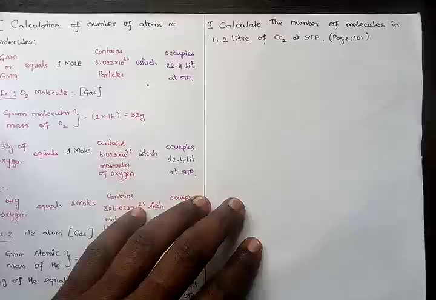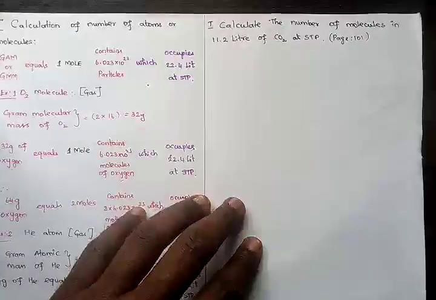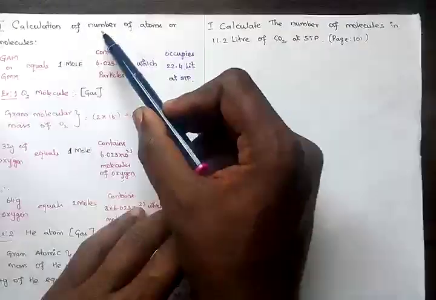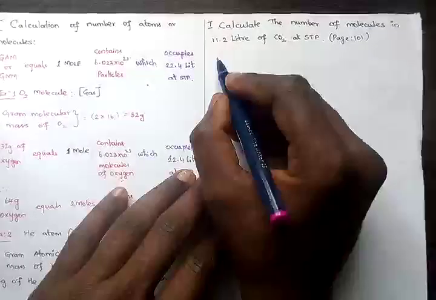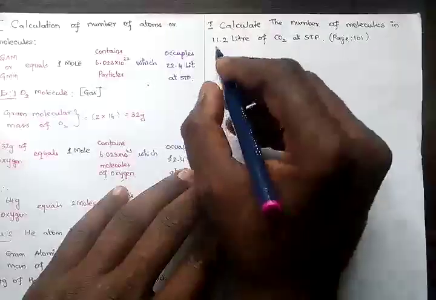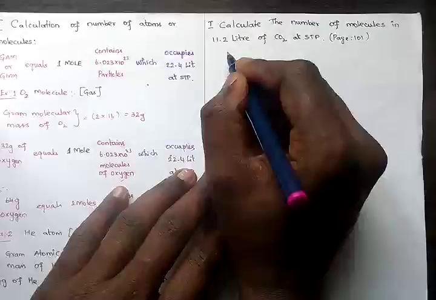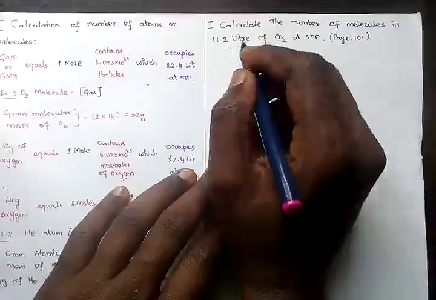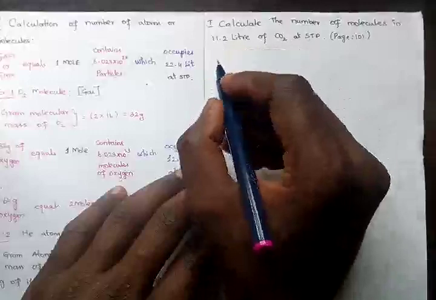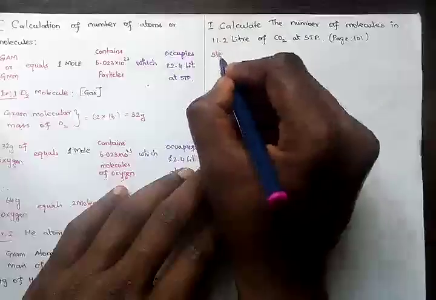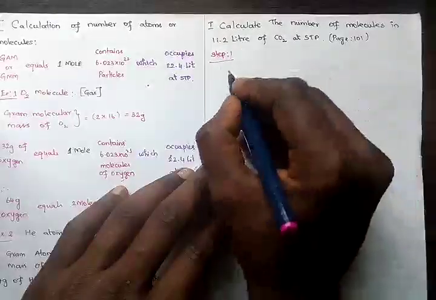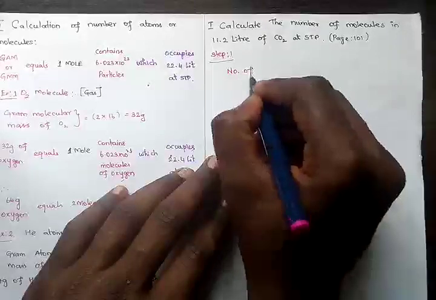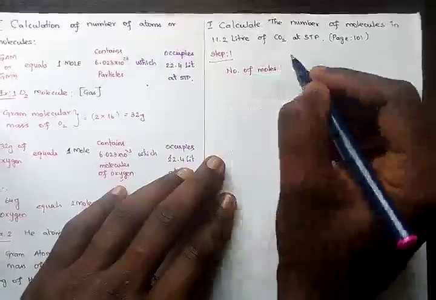Now, in every calculation like this, if they are asking the number of atoms, we have to calculate the number of moles first, because a number of moles contains 6.023 into 10 to the power of 23. We can easily calculate that. So step number 1, we have to calculate the number of moles, right?